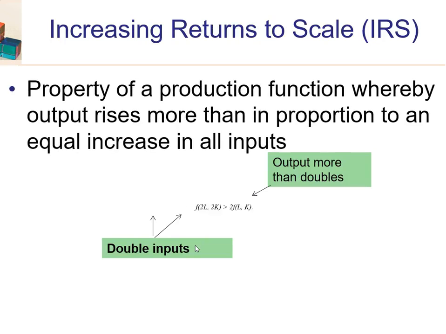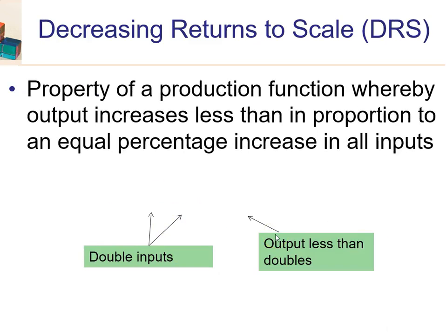So your output doubles on the left-hand side, your inputs are being doubled, and those are equal. Now, what if they're not equal? What if you double your inputs, and the amount of output that you get from doubling your inputs exceeds the output you would get from simply 2 times whatever your production function gives you? This is the definition of increasing returns to scale, where doubling your inputs gets you a larger output than simply 2 times whatever your output is.